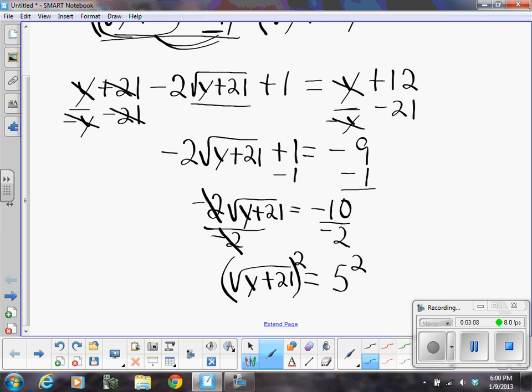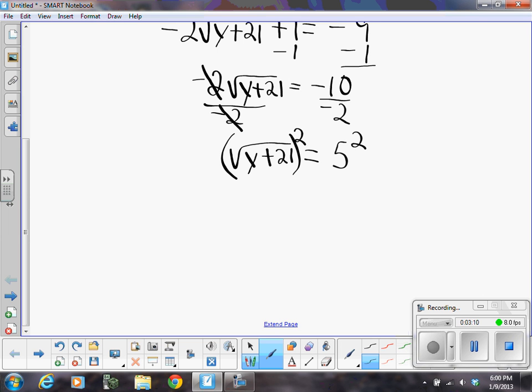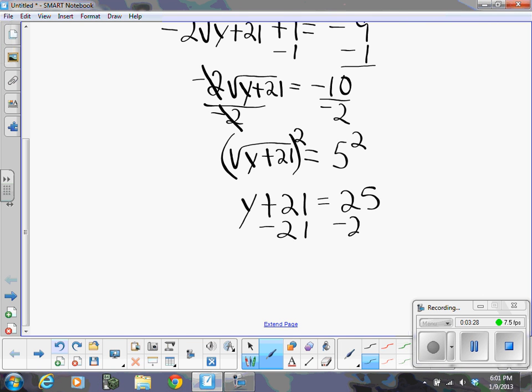Now, if you square all of this, that is going to give you y plus 21. The square and the square root cancel each other out. And on this side, you will have 25. Once you have that 25, you can just subtract 21. Alright, y equals, subtract that, you will get 4. So your final answer would be 4.